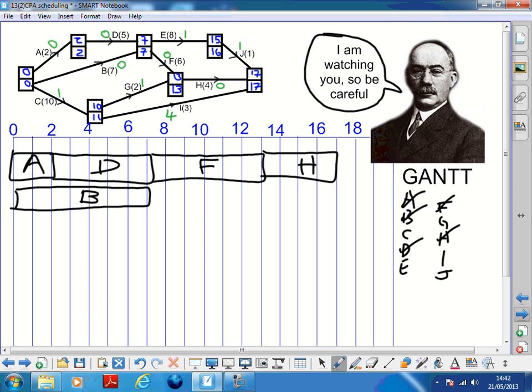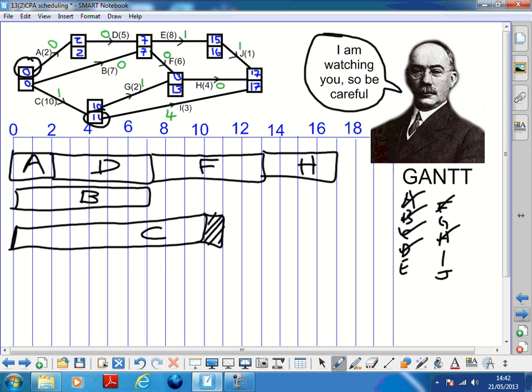Okay, C. Now if you look at C, where is C? There it is. The earliest it can go is 0, and it's length 10. So it goes across to here. But it could finish as late as time 11. And we show the float like this. Okay? That's C done.